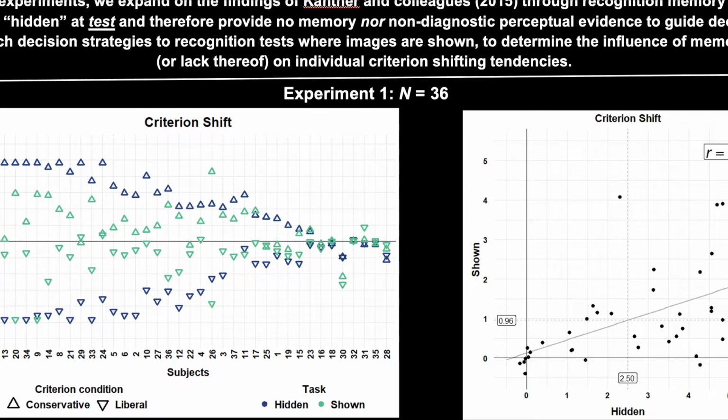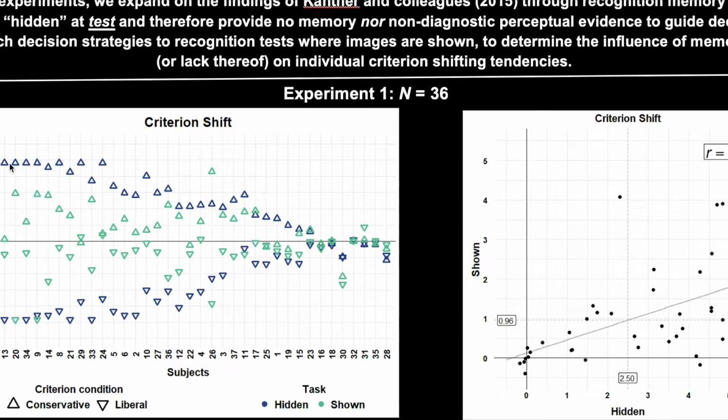On the y-axis is the criteria that individuals set for the conservative and liberal condition. In blue is the criterion set when images were hidden, whereas green shows images that were shown. Participants are ordered from left to right based on how extreme they shifted their criteria when images were hidden.